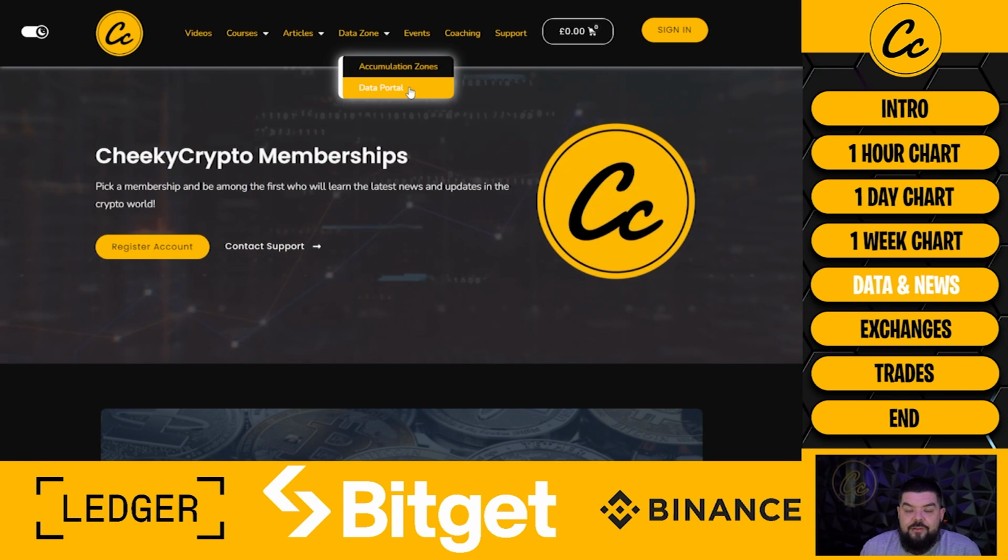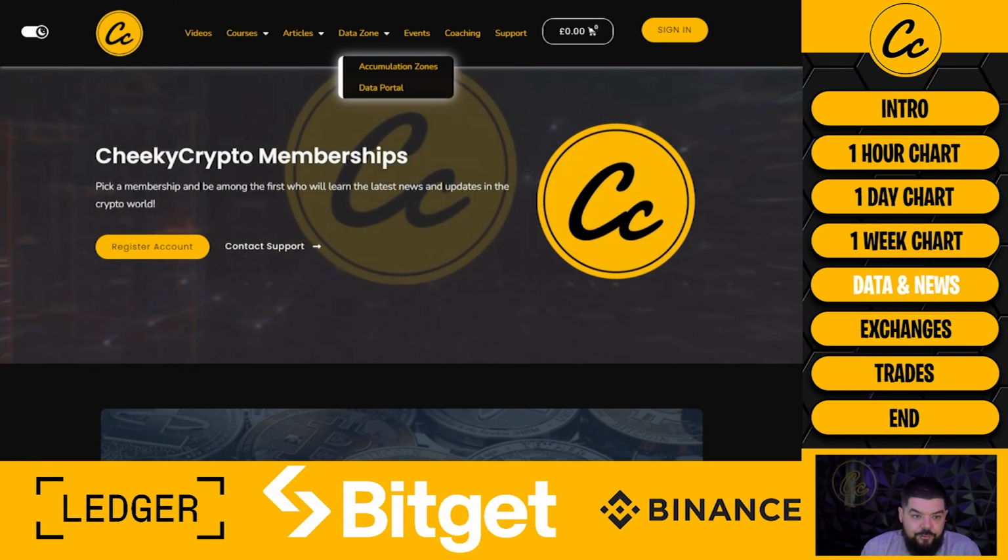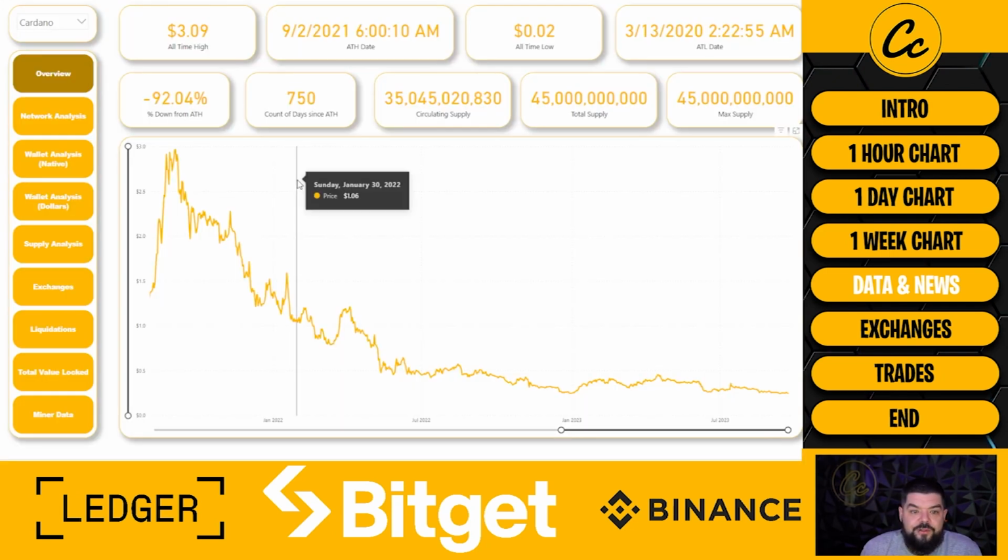And we now have the newly revamped data portal, which is what we're here for. We'll jump here onto the data portal where we'll start off with the Cardano ADA. You can see there's obviously a lot more being added here now. We can start off with the all-time high at $3.09. The all-time high date was the 9th of February 2021 at 6 AM. Fantastic to see that in precision. The all-time low is obviously 2 cents.